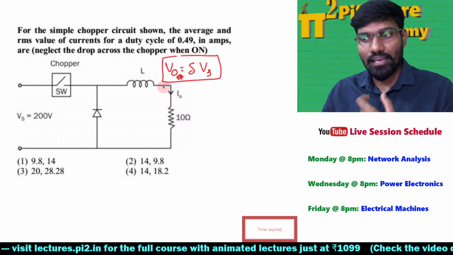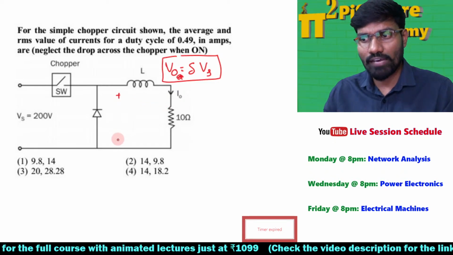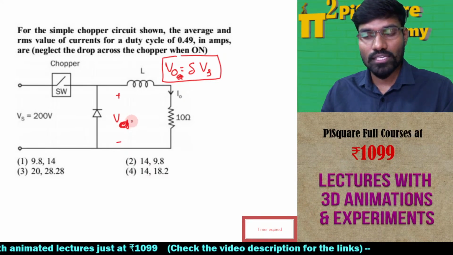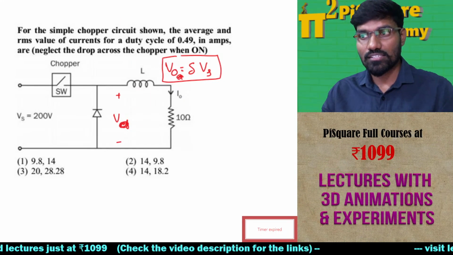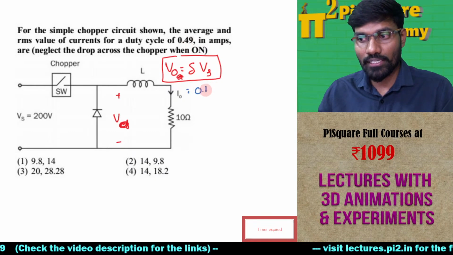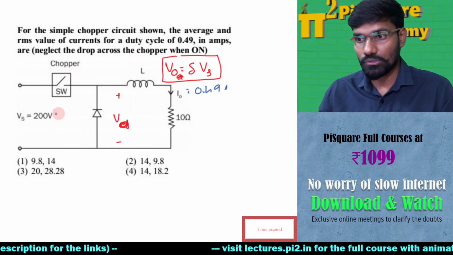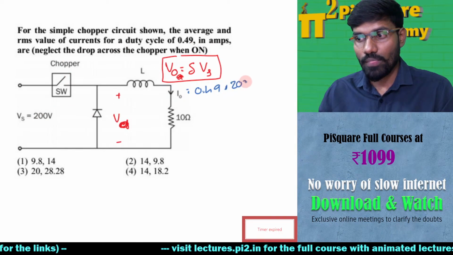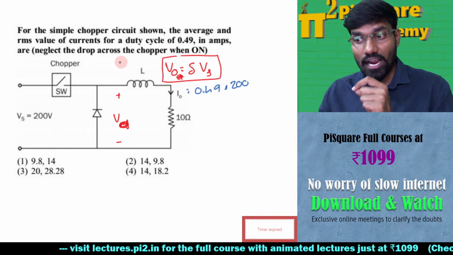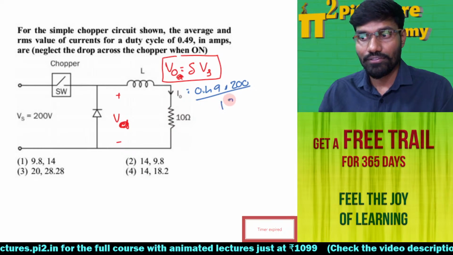So you need to find the average current. To find the average current, you need the average voltage and RMS voltage. Output average value is how much? 0.49 delta into 200. That is the V0 average. Now I want current, so divide by this resistance, 10.